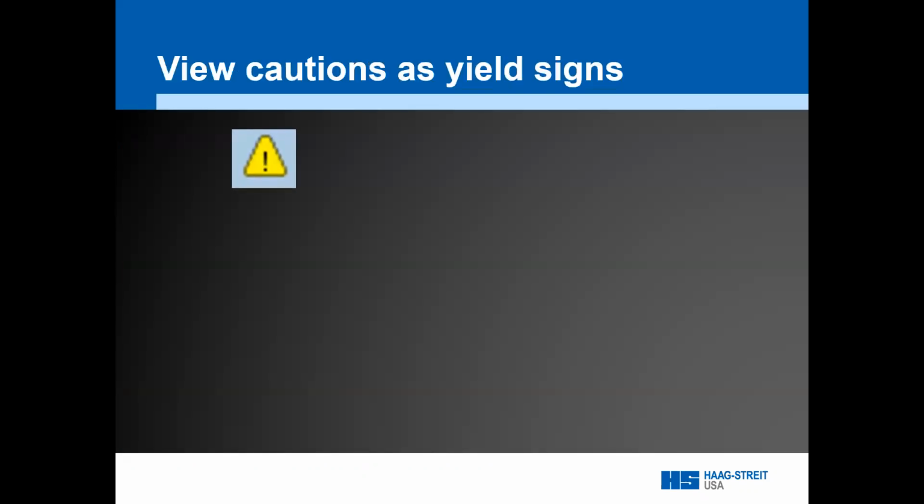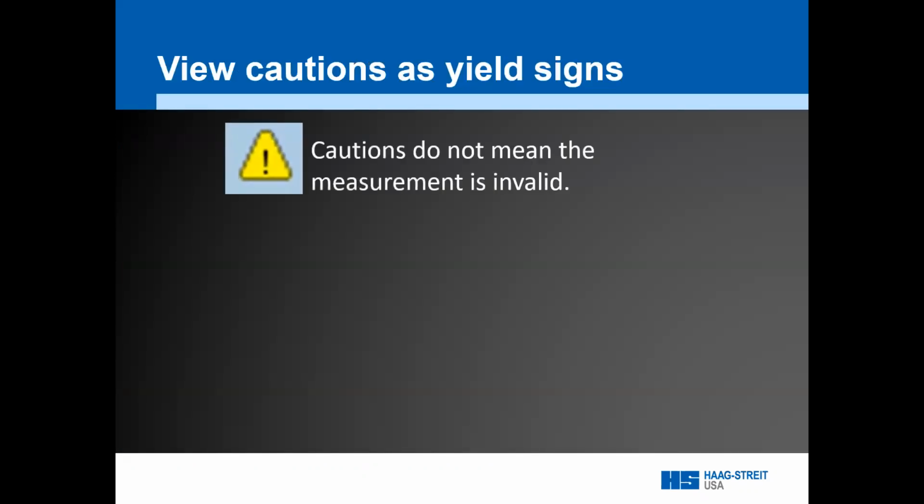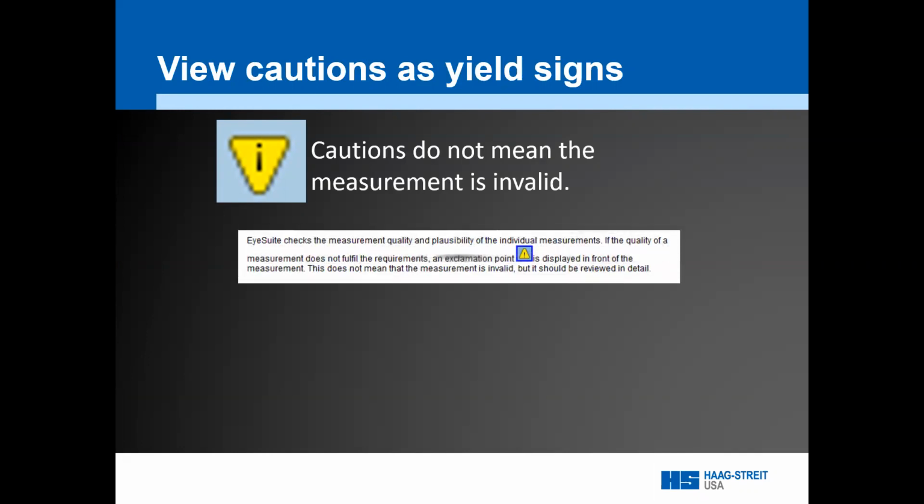You really should see those cautions like yield signs, the ones like you see when you're driving down the road. When you see a yield sign, you definitely don't stop your car and turn off your engine. You keep driving. Even the help menu in iSuite clearly states that a caution doesn't mean that the measurement is invalid, but should be reviewed in detail.